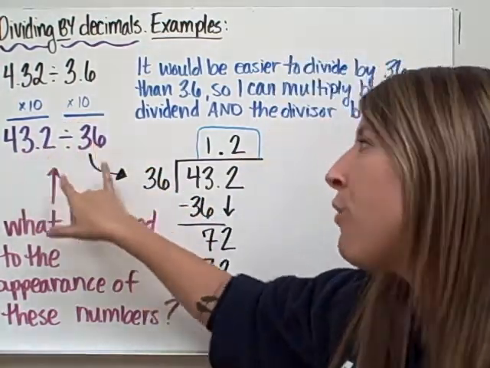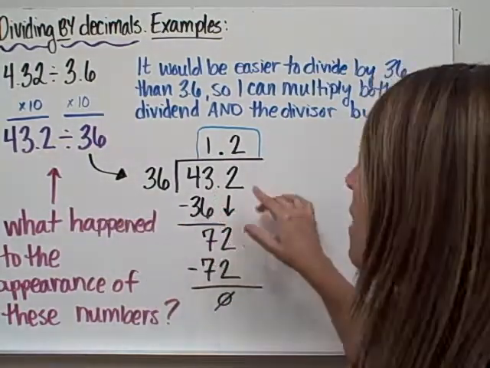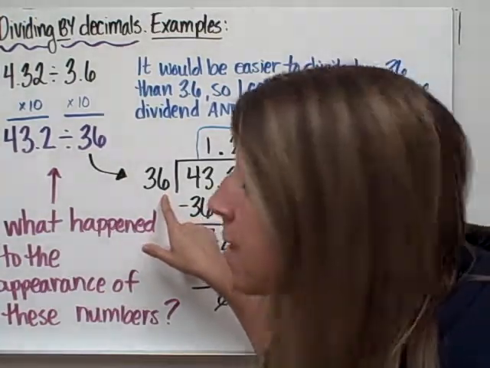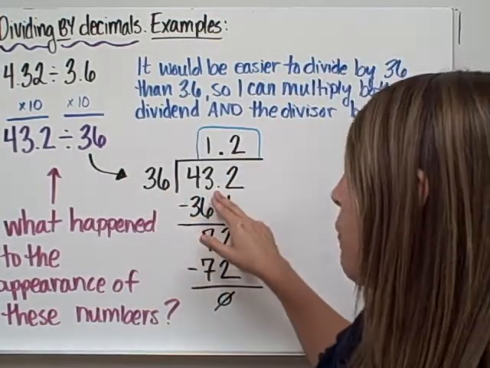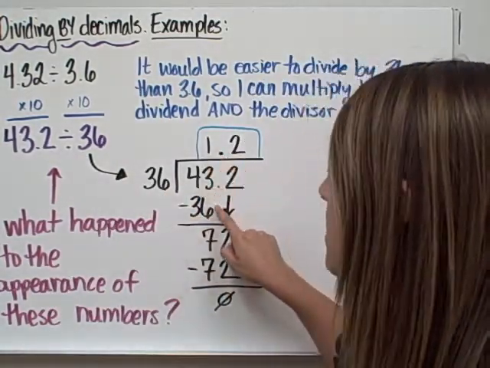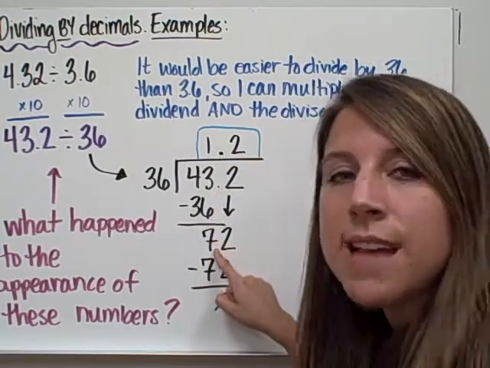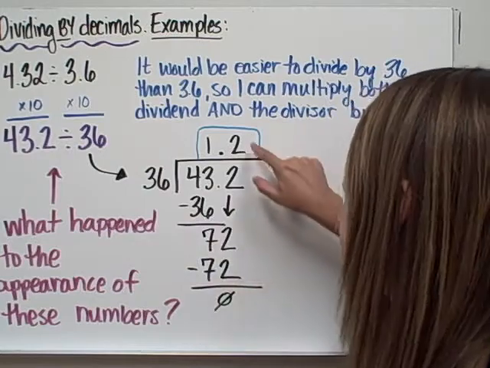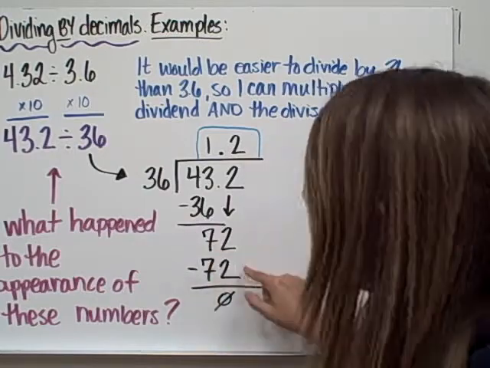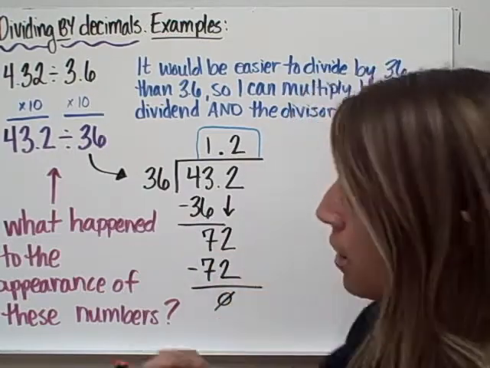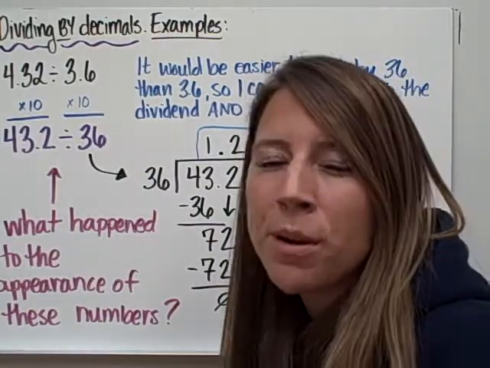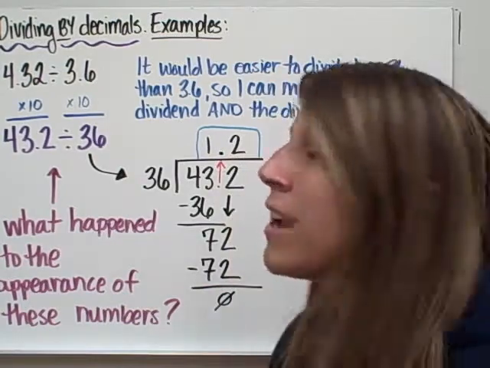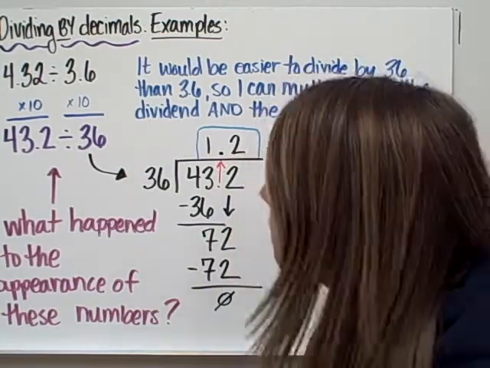So when I bring it over here to do my long division, it looks like this. 43 and 2/10 divided by 36. So now 36 goes into 43 once. Subtract 36 and I'm left with 7. I bring down my 2. 36 goes into 72 twice. And that is exactly 72 and there's nothing left over. Be sure you remember, and it's so important, that this decimal point goes straight up in your answer, okay?